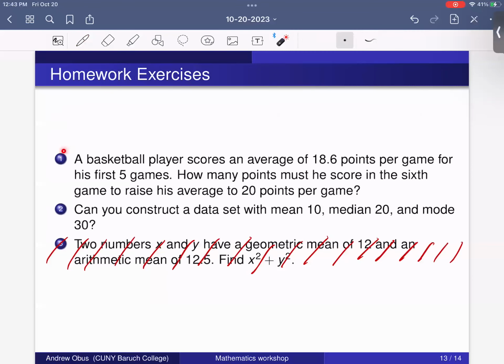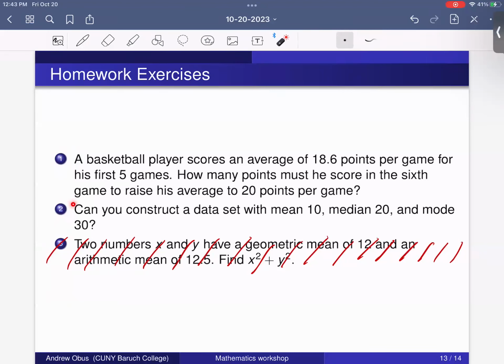So here we have a basketball player scores an average of 18.6 points per game for the first 5 games. How many points must he score in the 6th game to raise his average to 20 points per game? I get versions of this question from my students all the time. They've taken 3 tests and they have the scores that they have, and they'll say, what do I need to get on the 4th test in order for my average to go up to an 80 or a 90, in order to get an A or a B? So this is that type of question that can help a student figure that out. So this is number 1.